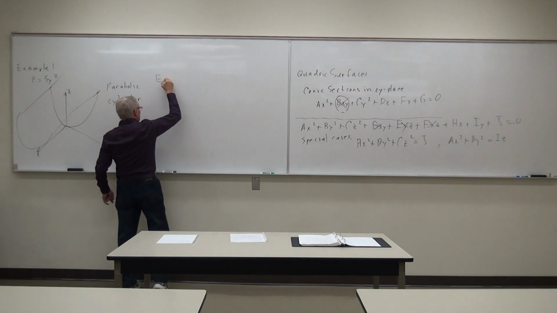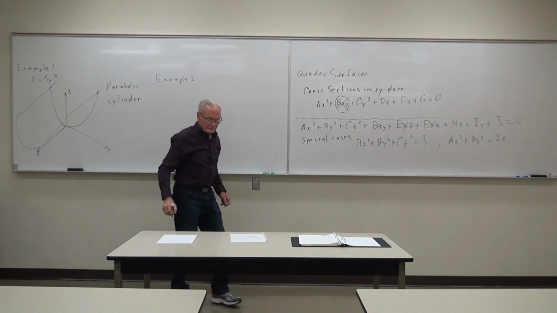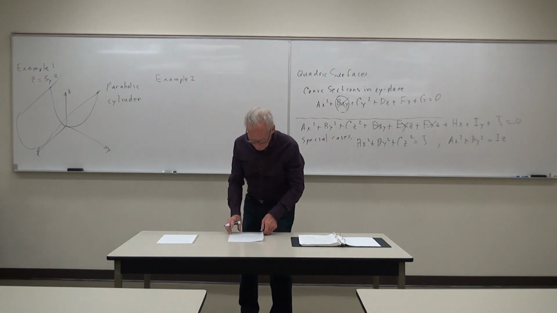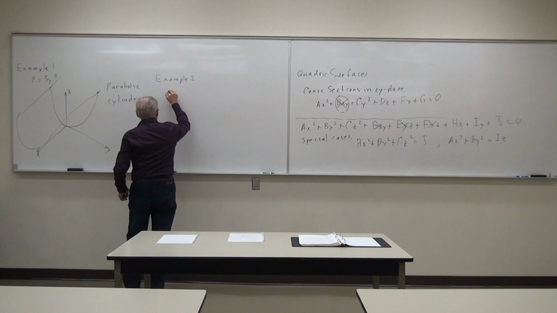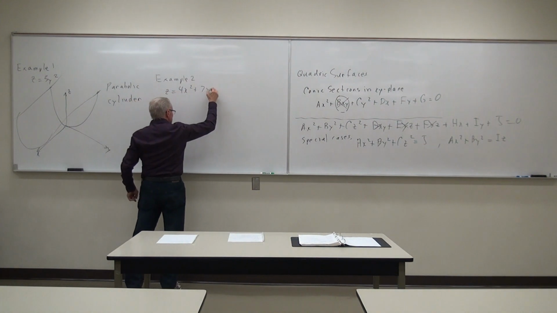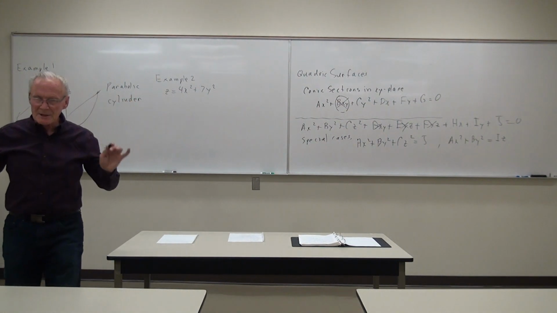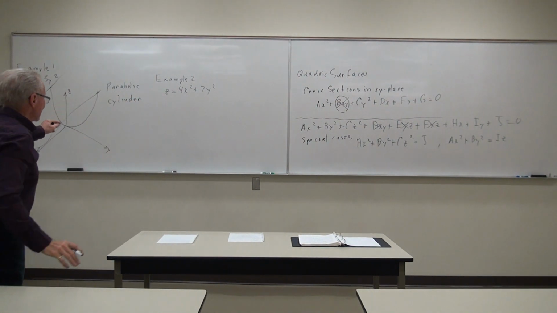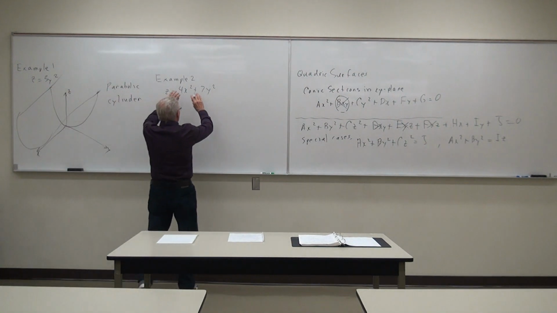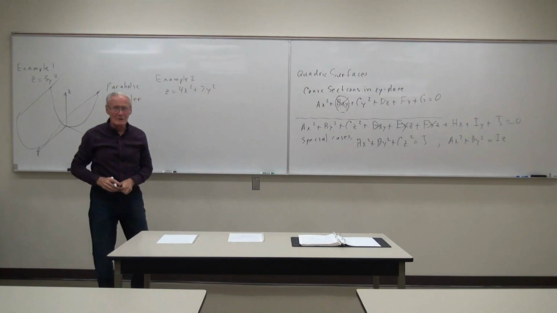Example 2. Z is equal to 4x squared plus 7y squared. Not a cylinder, agreed? Not a cylinder. But you should recognize this one because we drew this before. What's that? That's a bowl. What do the 4 and the 7 do?